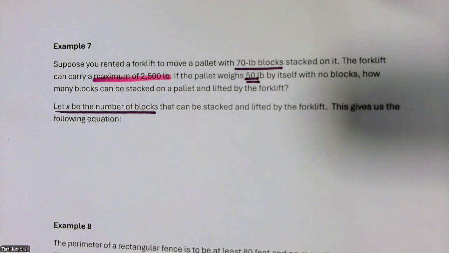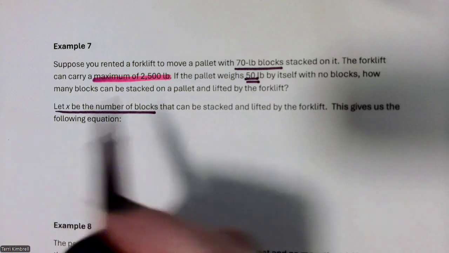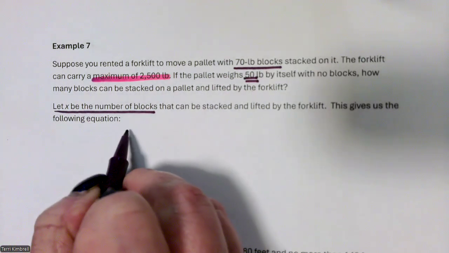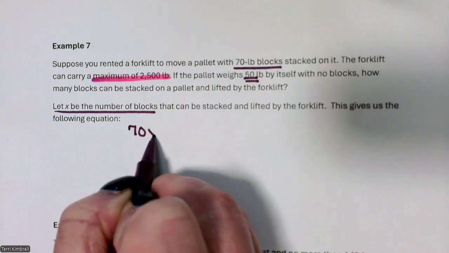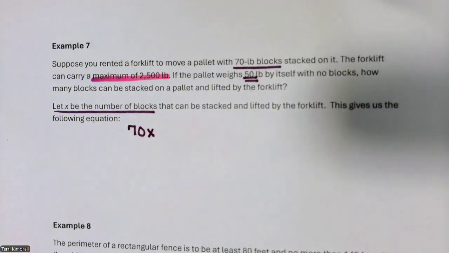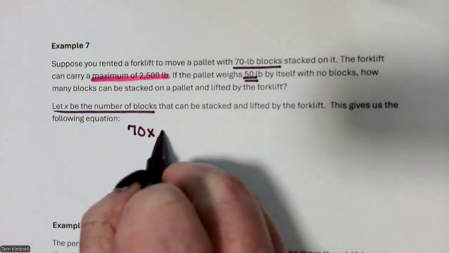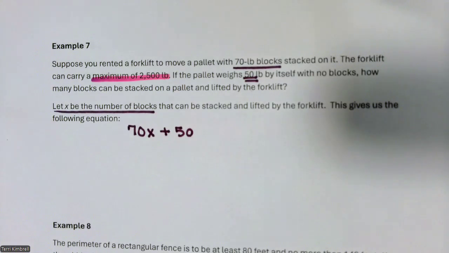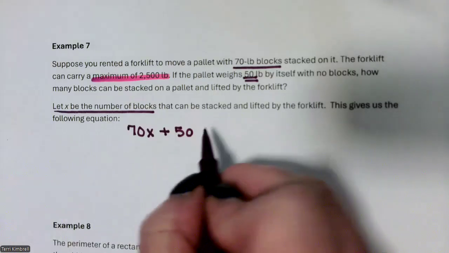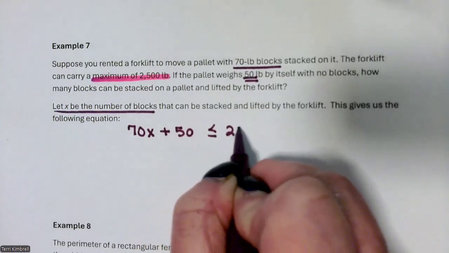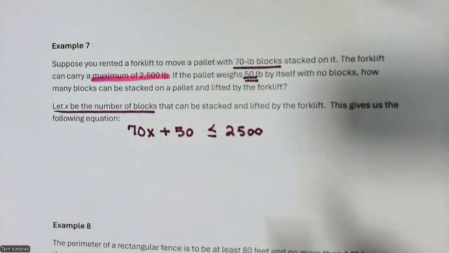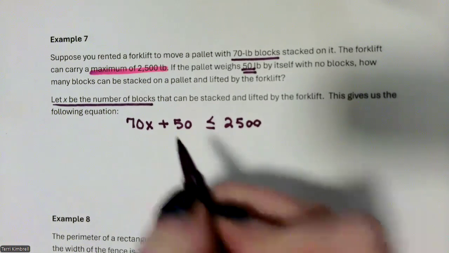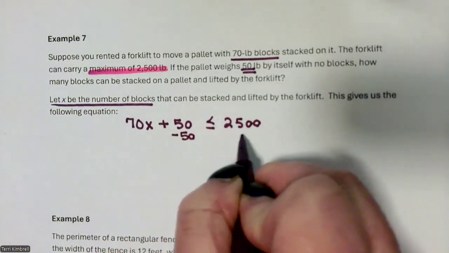Okay, so x is going to be the number of blocks. Each block is 70 pounds, so we have 70 pounds per block. We already have a pallet, which is 50 pounds. And the maximum it can carry is 2,500. That means that's the maximum, that's your highest. So it has to be less than or equal to 2,500. So now we're ready to solve. We're going to subtract 50.